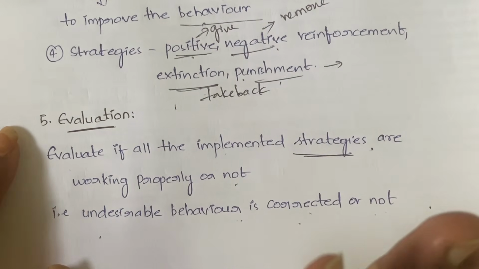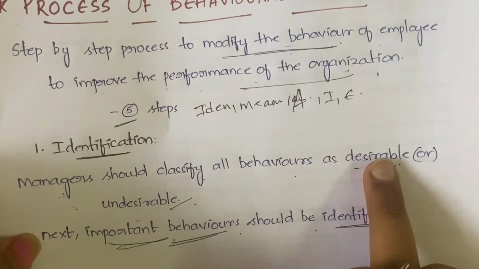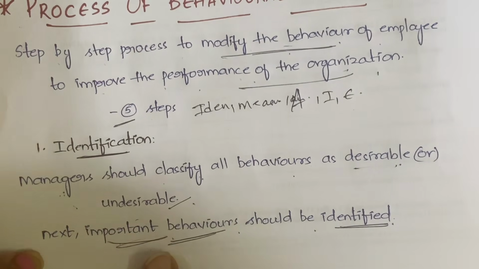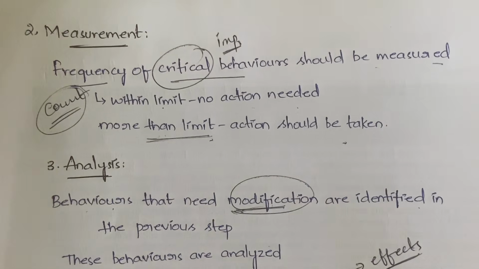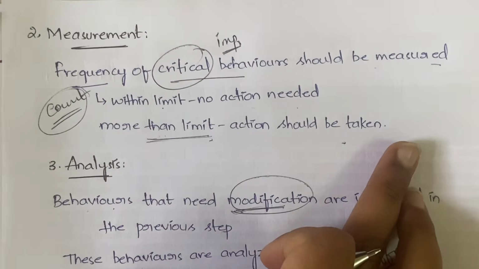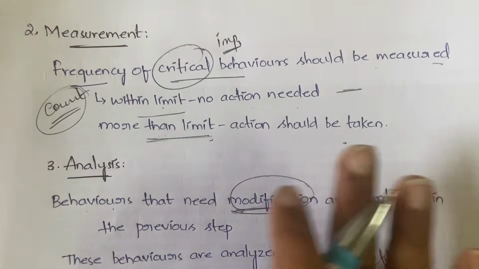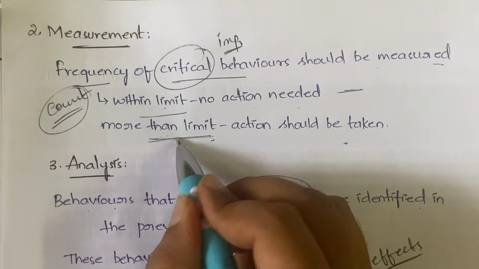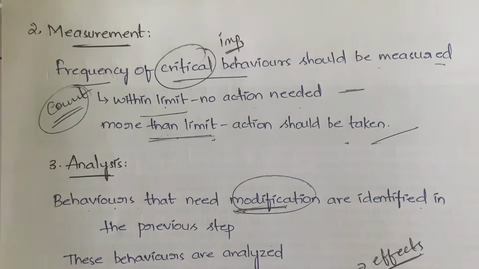Okay, simple guys. Let me quickly brief it for you. In identification, you will identify the behaviors. You first classify the behaviors as desirable and undesirable. Then you identify the most important behaviors. Next, in measurement, you count the frequency of those important behaviors, and if the frequency is within the limit, then you leave it there, because we need not take any action. But if it is more than the limit, then you have to take some action. What action you have to take, you will come across in the next steps.